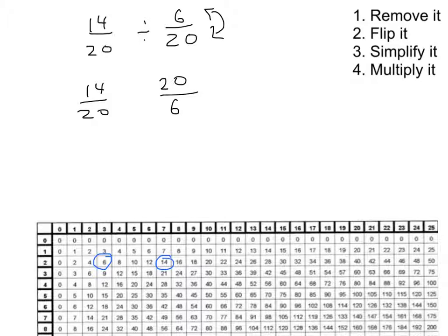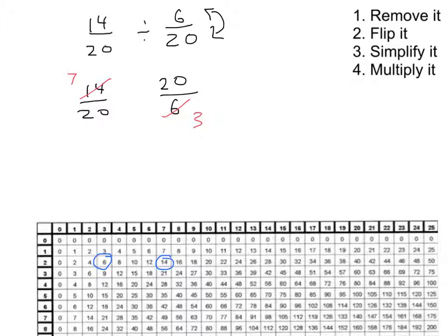So 14 divided by 2 is 7. So now we can cross that out and put a 7 there. And 6 divided by 2 is 3. So now we can cross that out and put a 3 there. Remember that for both these numbers here, we divided by 2. So 2 was the one number that went into both the denominator and the numerator equally.